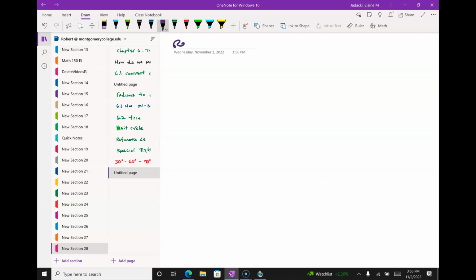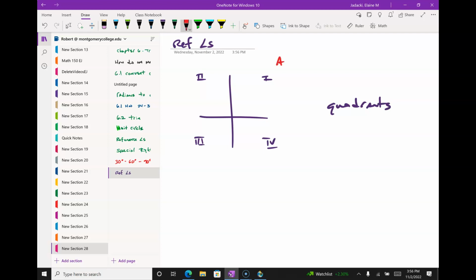Here we go. Reference angles. We need to know a couple of things. We need to know our quadrants: quadrant 1, quadrant 2, quadrant 3, quadrant 4. We need to know all students take calculus, provided that they pass pre-calculus.